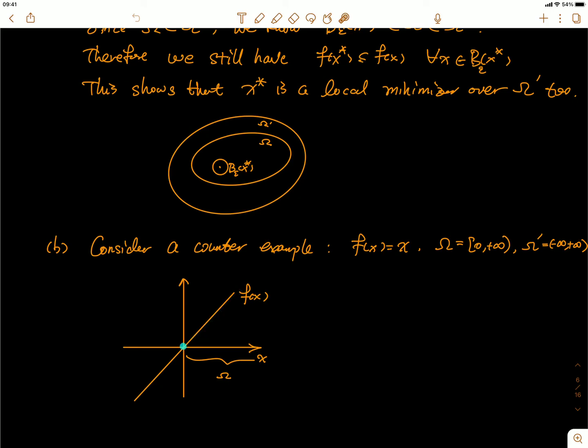But this 0 is not an interior point of the omega because it's on the boundary of omega. But if you look at this 0 over the omega prime, which is the entire line, then you can see this point is not a local minimizer anymore, because there will be points on its left which take smaller value than itself. So in this case, if x star is not an interior point of omega, then being a local minimum of f over omega doesn't guarantee that it is also a local minimum of f over the omega prime.